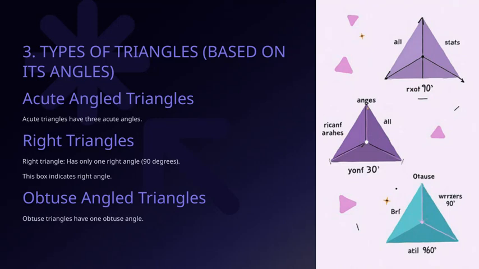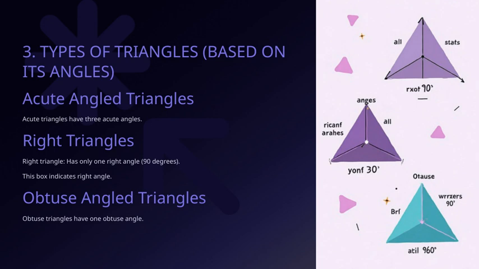Now, let's explore the different types of triangles based on their angles. First up are acute angled triangles. These triangles have 3 acute angles, meaning each of their angles is less than 90 degrees. It's a good way to remember that all the angles are sharp and less than a right angle.